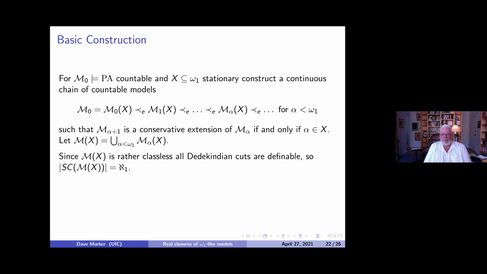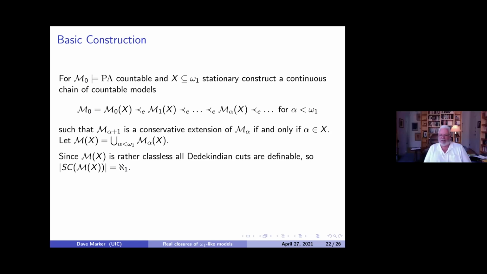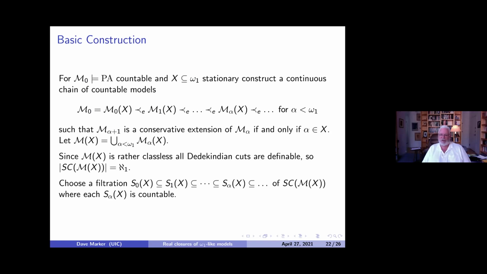Okay, so then the model I build is just the union of the M alphas. By the lemma on rather classless models, this is rather classless. So all the Dedekindian cuts are definable. Okay, they are, because all the Dedekindian cuts correspond to classes, and the only classes are definable sets. So the Scott completion is also of size ℵ1. So I can choose another continuous filtration of the Scott completion of M as well, where each of these is countable, and at limits, I take unions. Okay. So I have a filtration of the model, and I also have this filtration of the Scott completions.